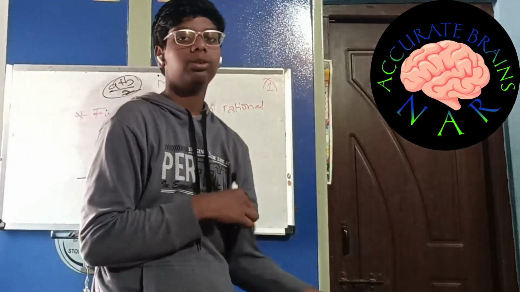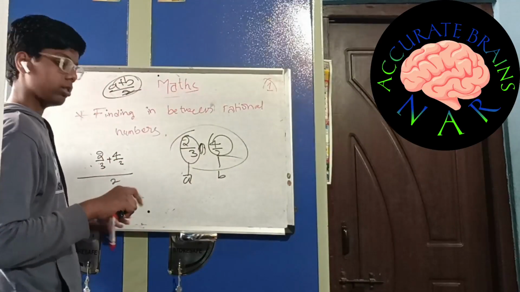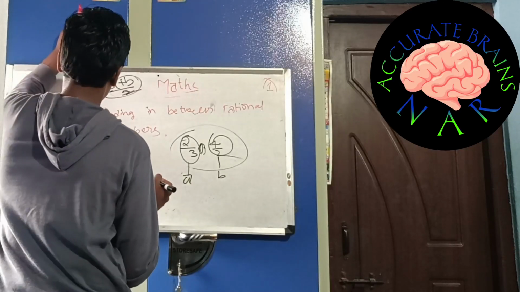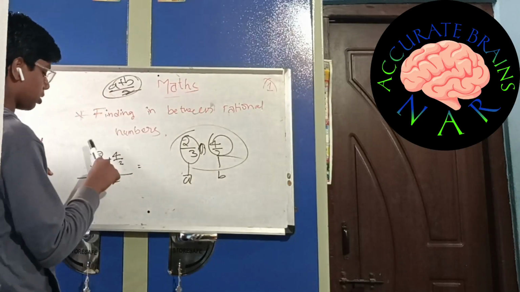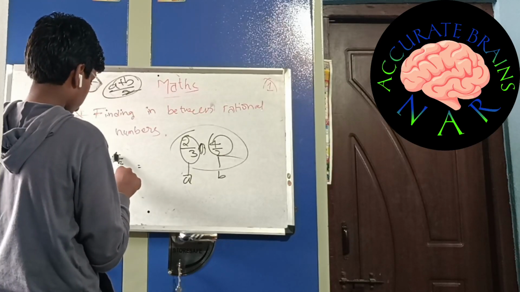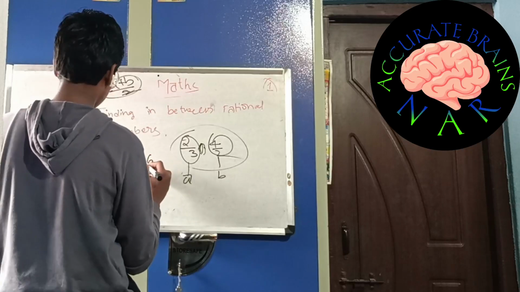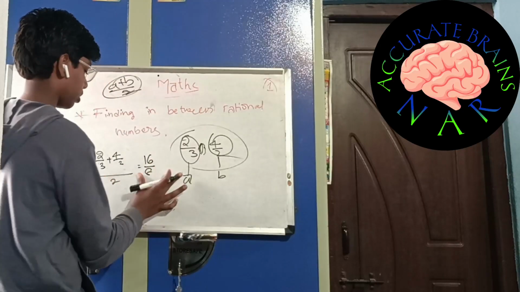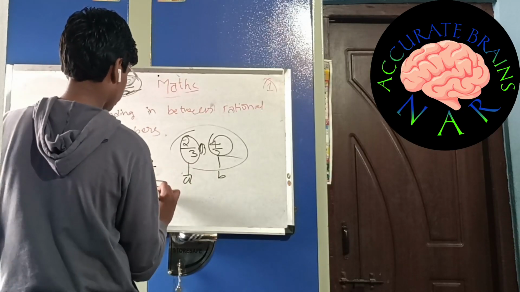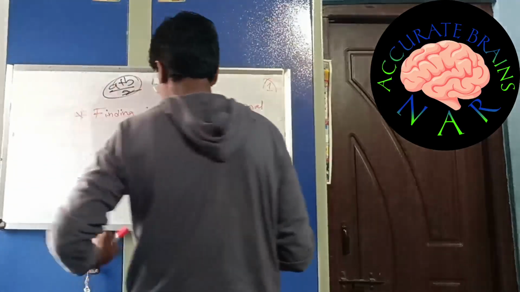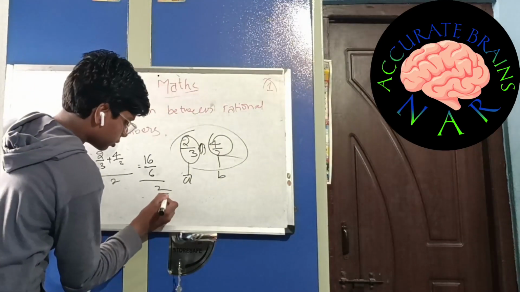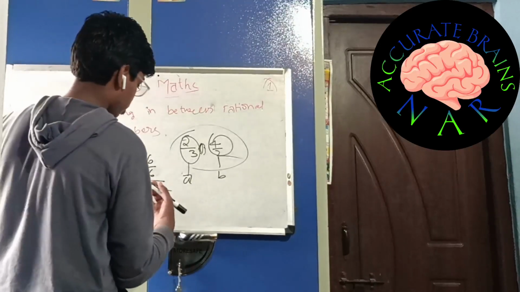Here we have to add these two fractions. We already got the addition of these two fractions. So 6, this will be 4, this will be 12, and that will be 16 by 6, over 2. Here we have to take the reciprocal again. We can write 2 as 2 by 1, right?